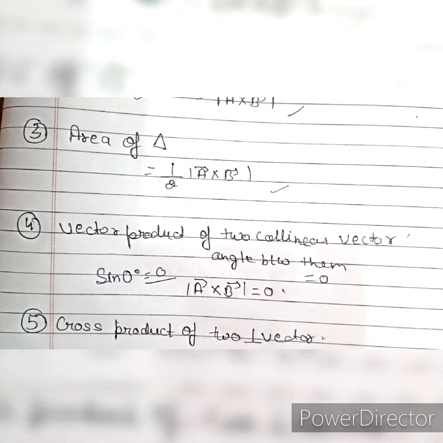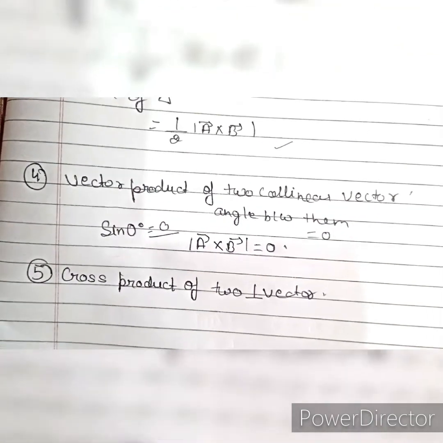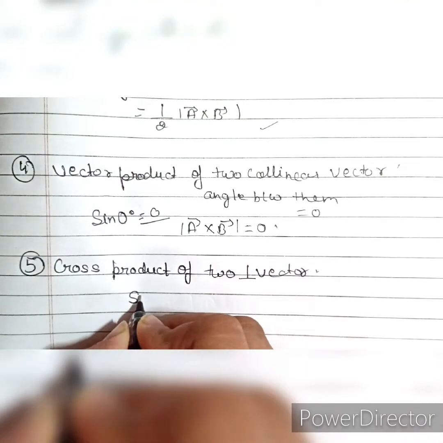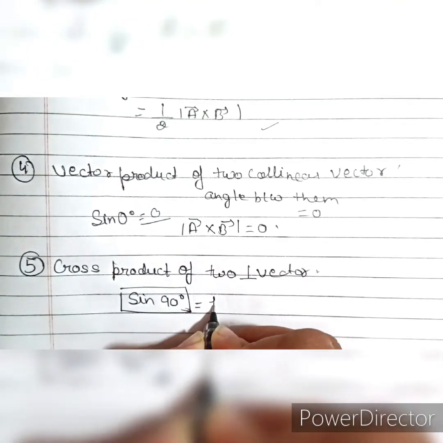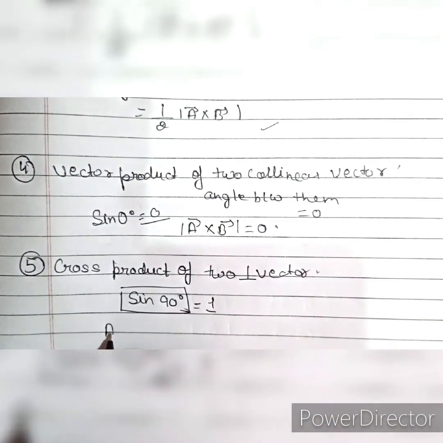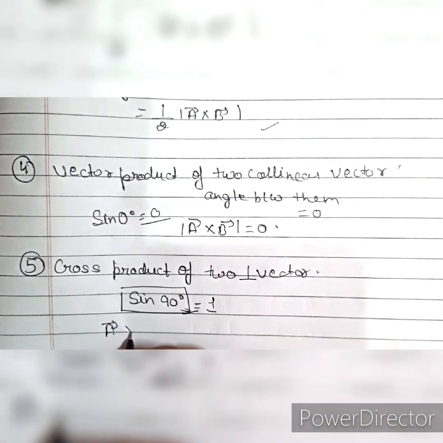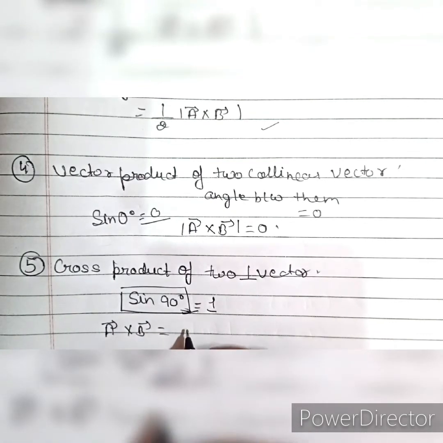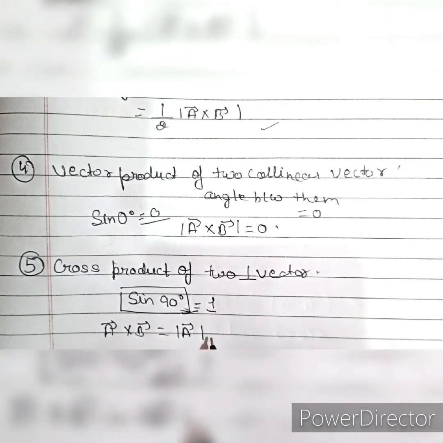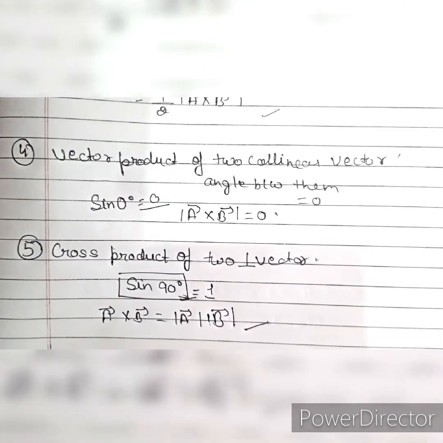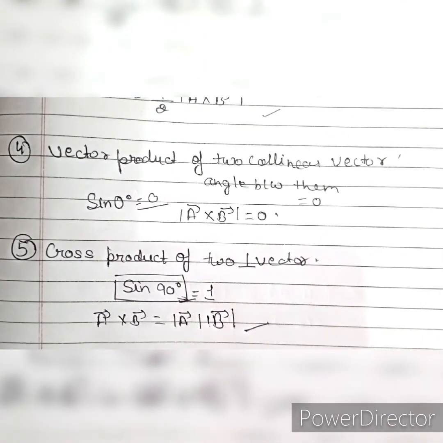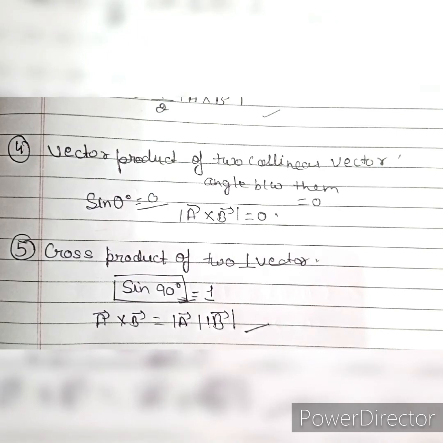Now the fifth property is the cross product of two perpendicular vectors. If we do the cross product of two perpendicular vectors, the angle between them is 90 degrees, and we know that sine 90 is equal to 1. If we put the value in the formula, it becomes magnitude of A, magnitude of B. So the cross product of two perpendicular vectors, A cross B, is equal to magnitude of A times magnitude of B.